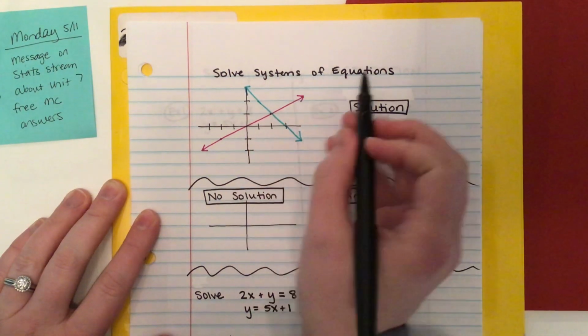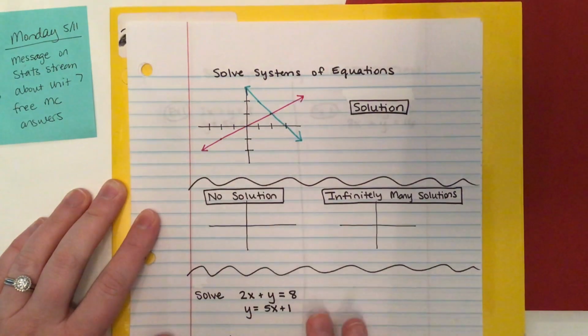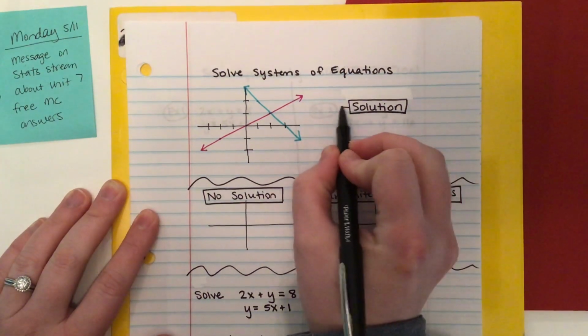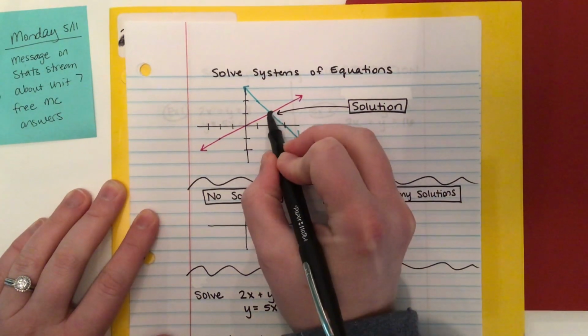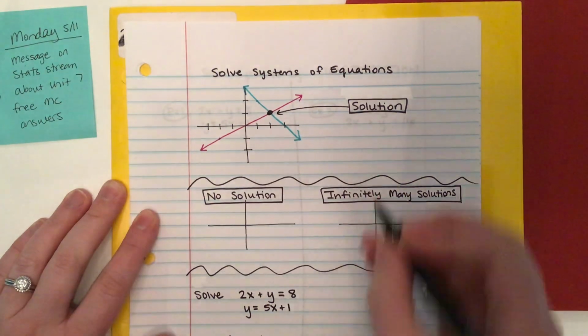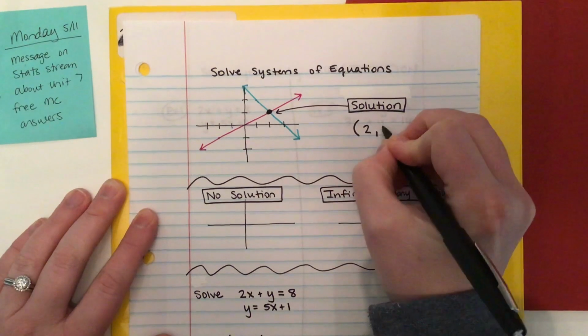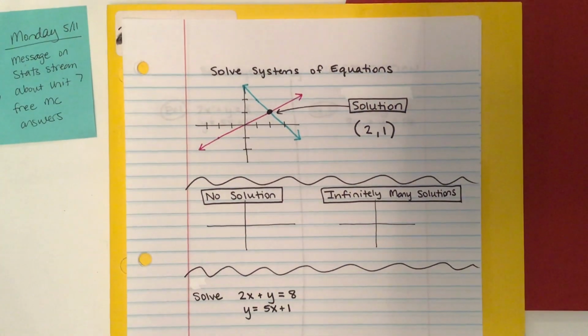A system of equations is just what happens when you have two lines like this. So this is a system. The solution to a system is where the two lines cross. So on this one, the solution would be, it's going right 2 and up 1, so it's (2, 1). And that would be the solution.